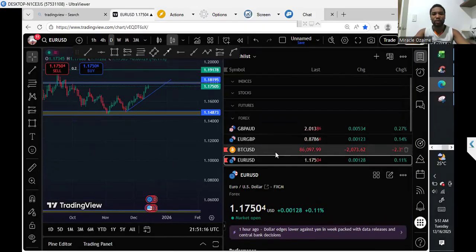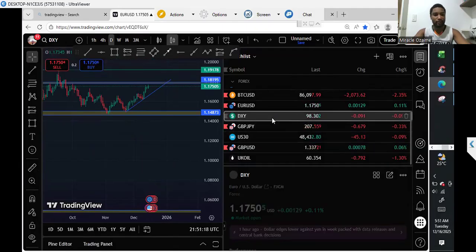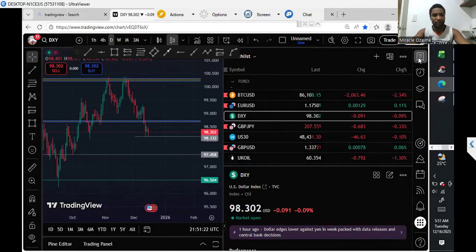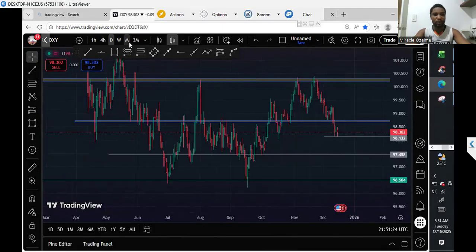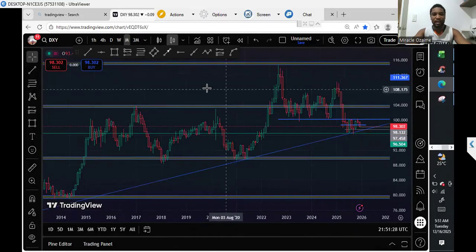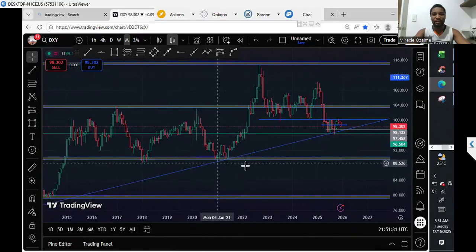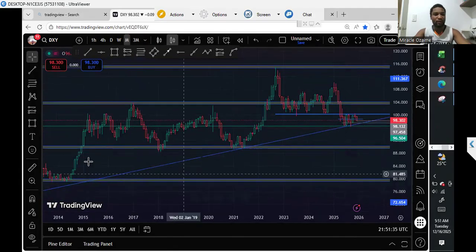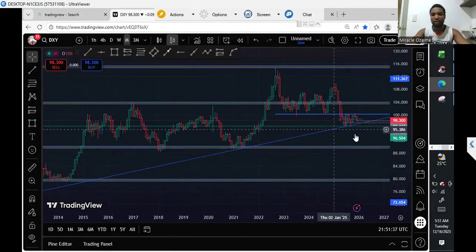The next pair that we're going to be looking at is DXY. You know that the DXY is EURUSD inverted. So when we come back to the monthly time frame on the DXY, I am seeing that there's an ascending trend line around this region. We have the first touch, the second touch, and the third touch of the trend line.